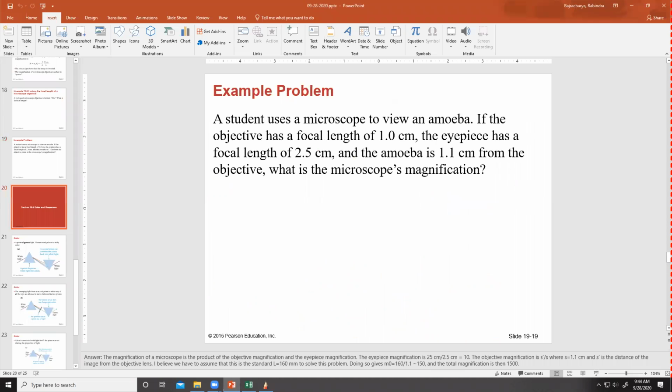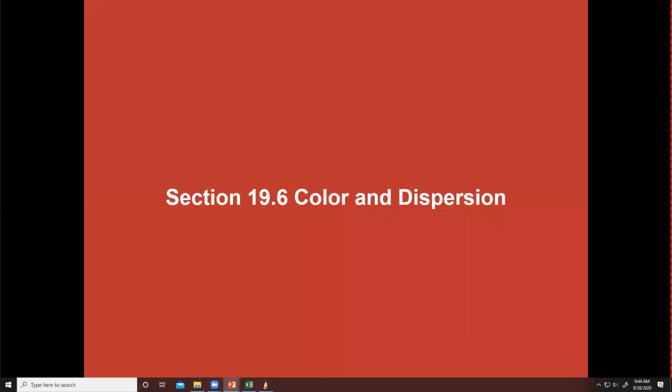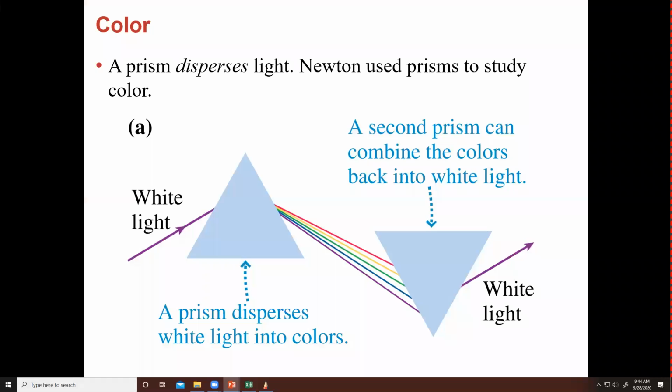Now let's talk a little bit about dispersion. There is a phenomenon in which light is split into its constituent colors. If you pass the light through a prism, the light is split into its 7 different constituent colors. So those 7 constituent colors are red, orange, yellow, green, blue, indigo, and violet. Okay, so its acronym is ROYGBIV. You get 7 different colors.